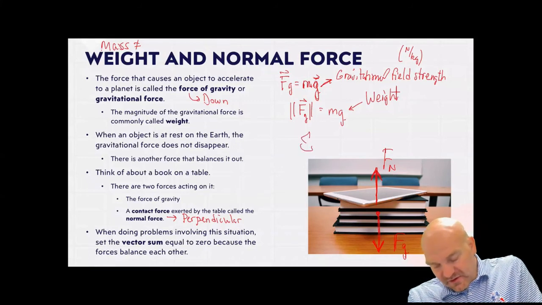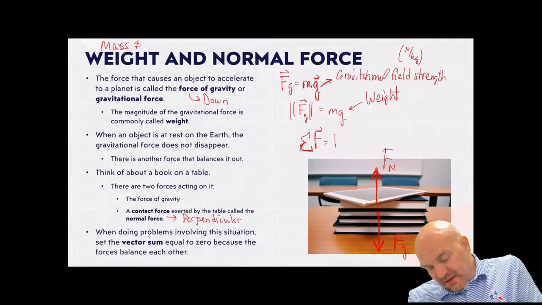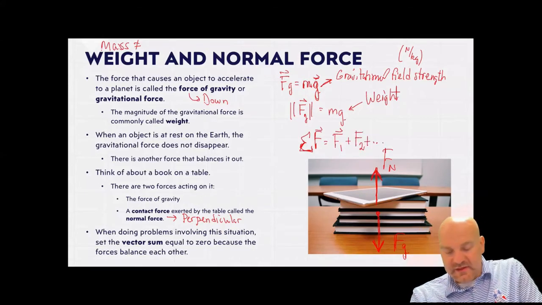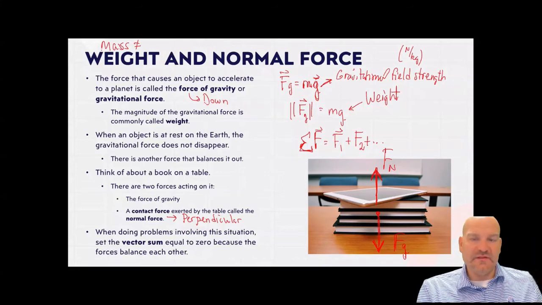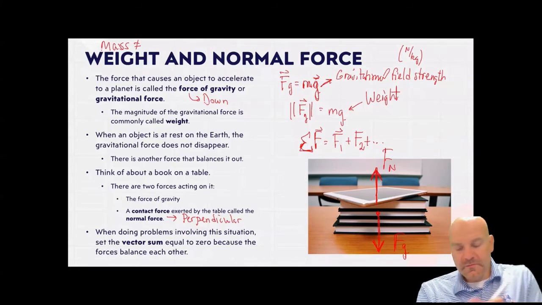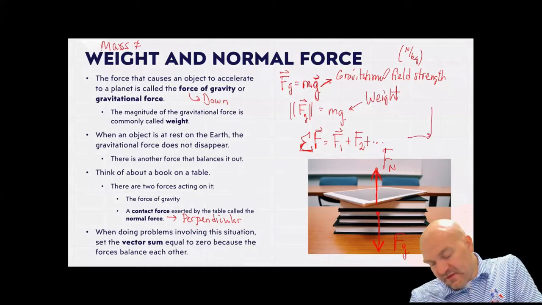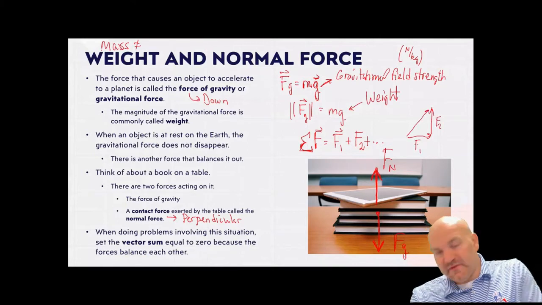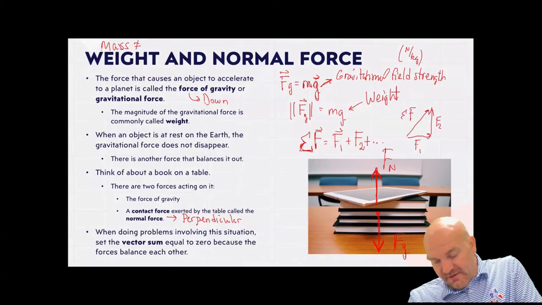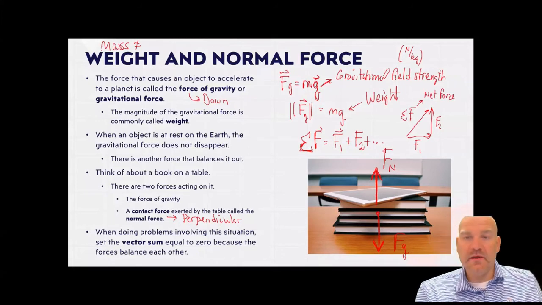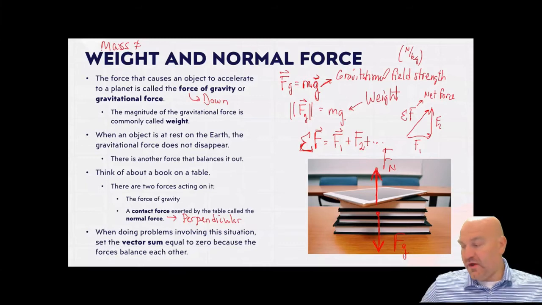When we talk about a vector sum, basically we're just summing the forces: F1 plus F2 plus so on. This is pretty easy here because the forces are both vertical. But sometimes you may end up with forces that look like this. If this is F1 and this is F2, the vector sum is what we call the net force, and we'll define that in a couple of videos as well. In this case, it would be the Pythagorean theorem, because you can see we just created a right triangle.